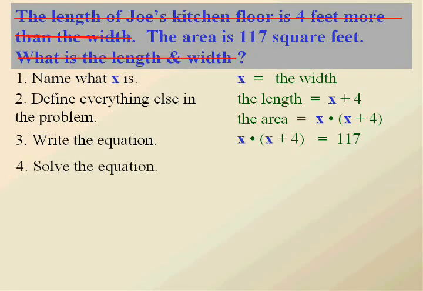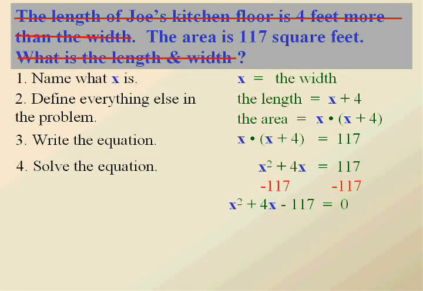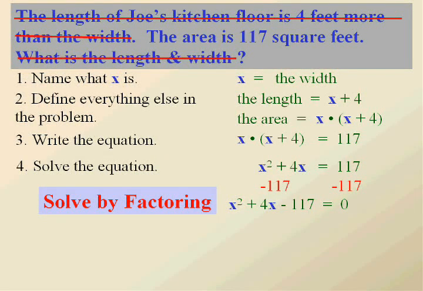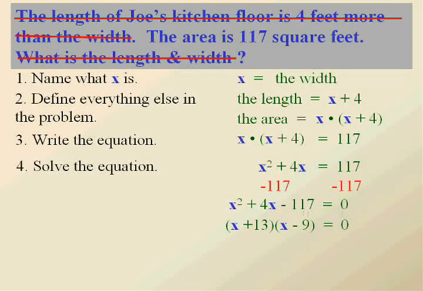Okay, let's solve this equation. Distributing the x, I get x squared plus 4x equals 117. Let me subtract 117 from both sides, and I'll get x squared plus 4x minus 117 equals 0. Now we're going to be nice to you. Since this is a word problem, let's solve by factoring. I promise you that it can factor. I factor to x plus 13 and x minus 9, meaning that the answers are either negative 13 or 9. That's what makes each of those factors be 0.